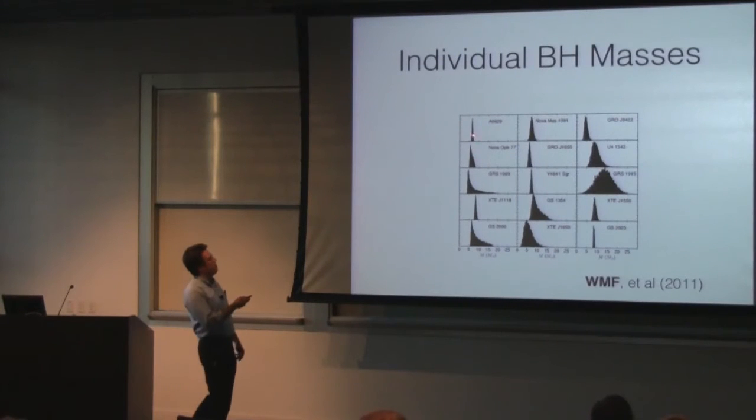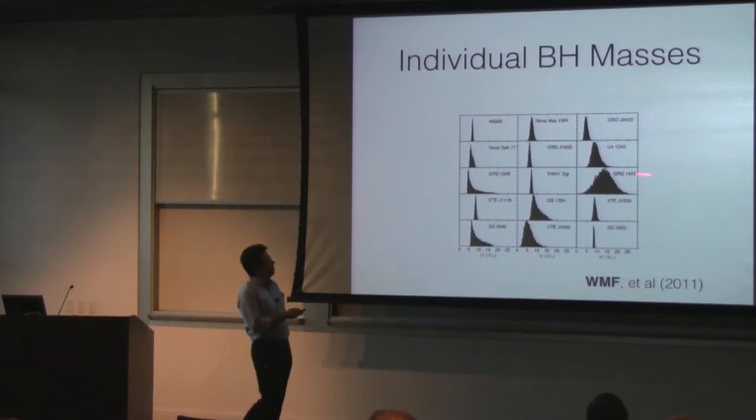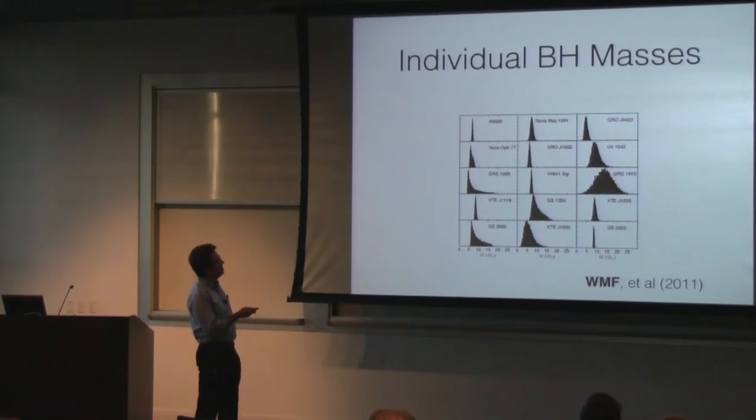So, AO620 is one of the best characterized. It's about 6 solar masses. GRS 1915 is terrible. It's a little mini quasar. It's interesting for a lot of other reasons. And everything else is somewhere in between. Some of them have long tails because of the way the inclination measurement works out.